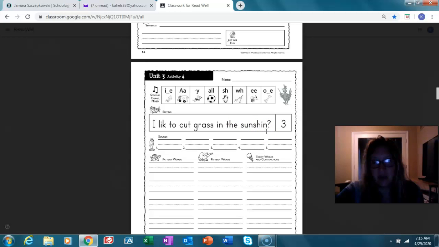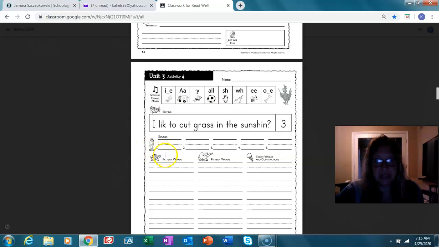And did you find one more mistake? Yeah, that question mark kind of threw me off because this is a telling sentence. I like to cut grass in the sunshine. That's a telling sentence. That's not an asking sentence. So you should cross off that question mark and add a period. Okay? Good job with your editing.